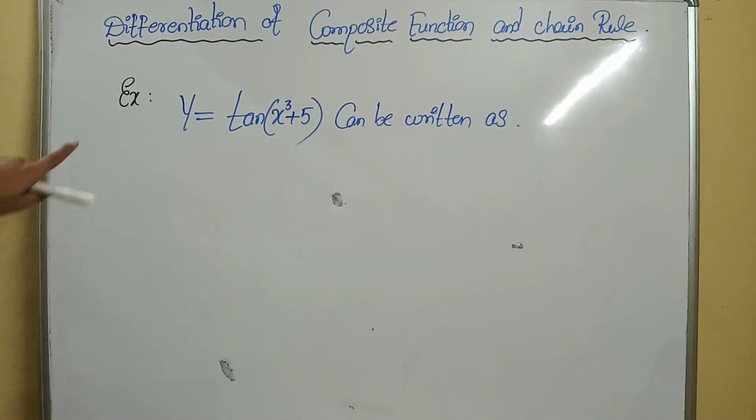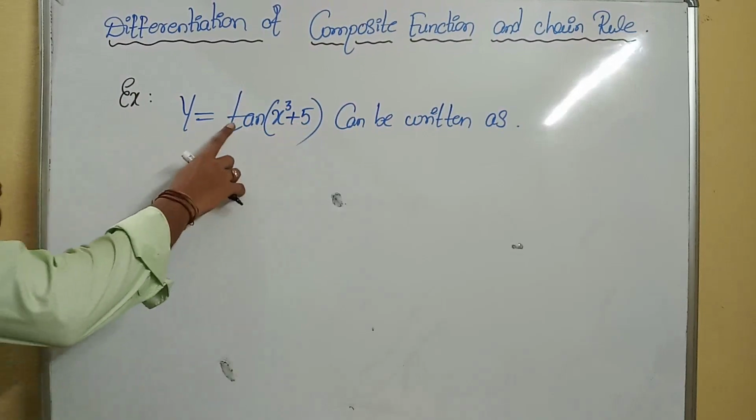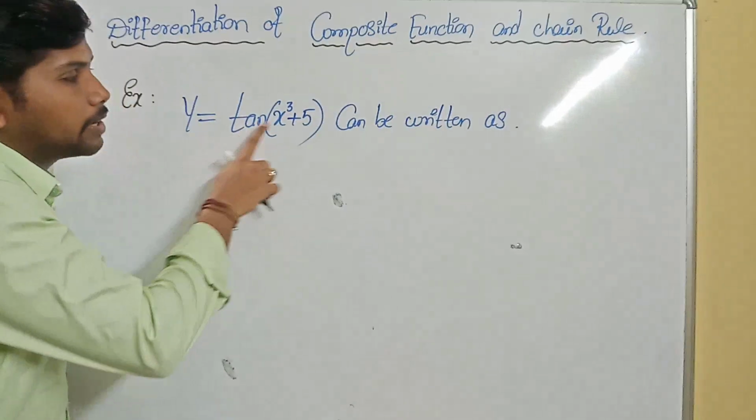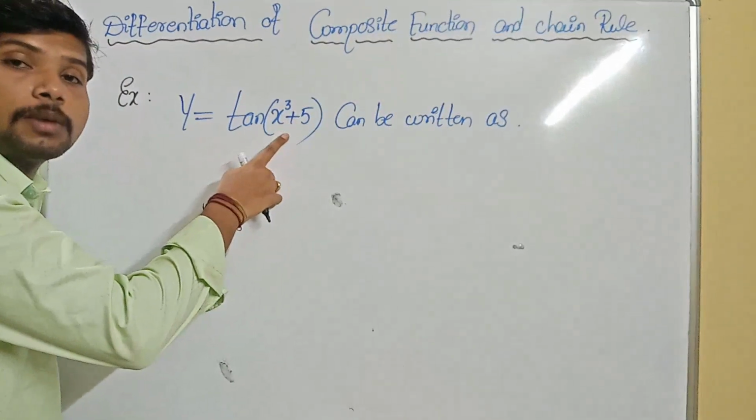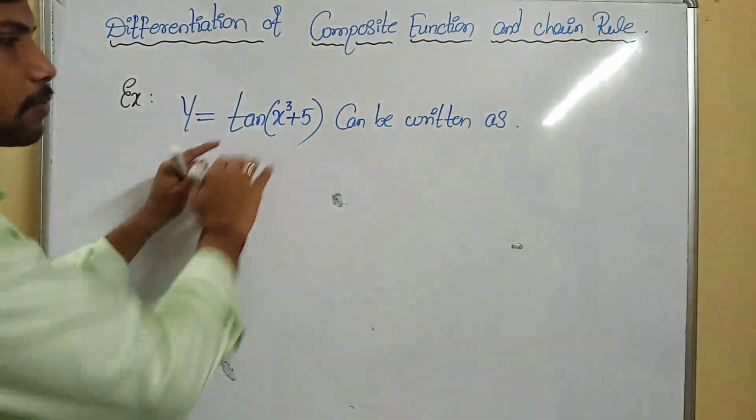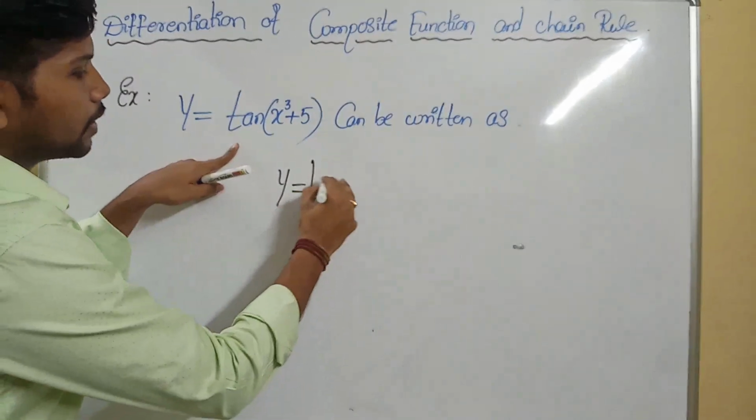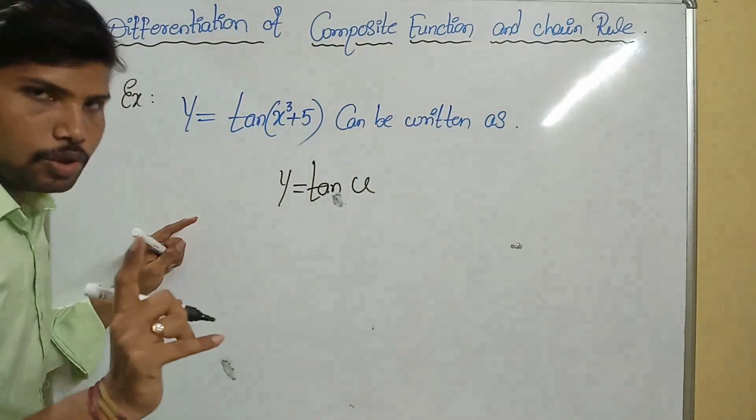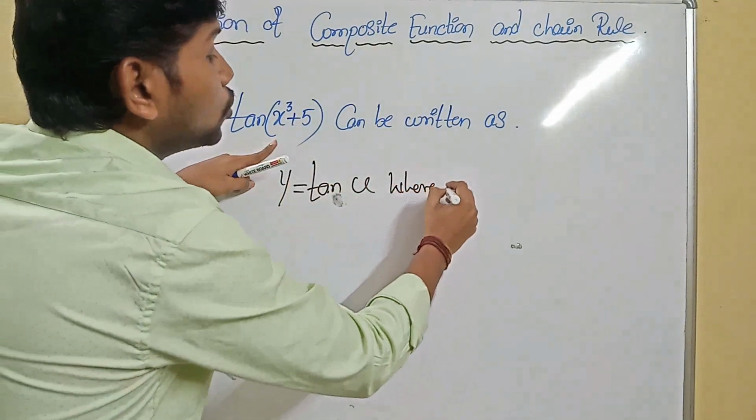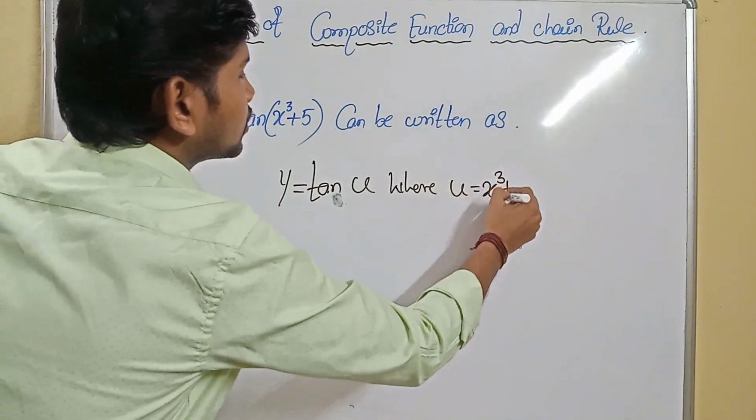Observe the example here. y is equal to tan of x cube plus 5. Tan is a trigonometric function, and x cube plus 5 is a polynomial function. In a trigonometric function, a polynomial function is defined. Then how do I split this function? It can be written as y is equal to tan of u. In the u place, what is there? u is nothing but x cube plus 5.